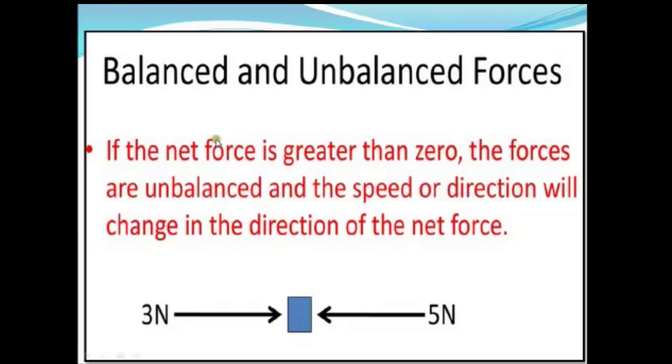So here, balanced and unbalanced forces: if the net force is greater than 0, the forces are unbalanced and the speed or direction will change in the direction of the net force. So here, if you see that one is a 3 Newton force and the other is a 5 Newton force, the net force will be 5 minus 3, that is 2 Newton. So the resultant force in this picture is 2 Newton.